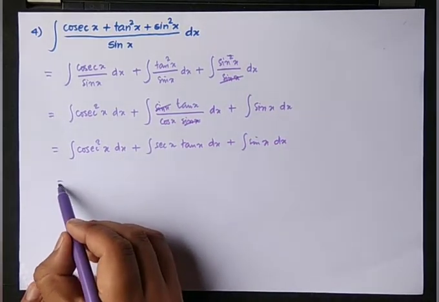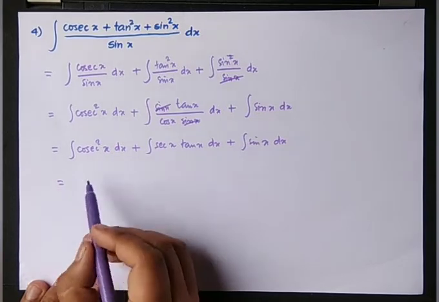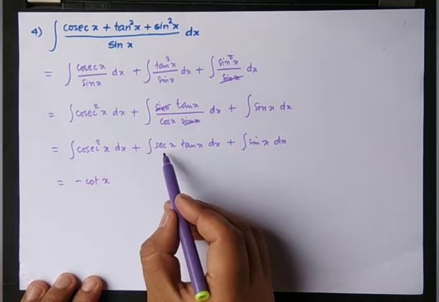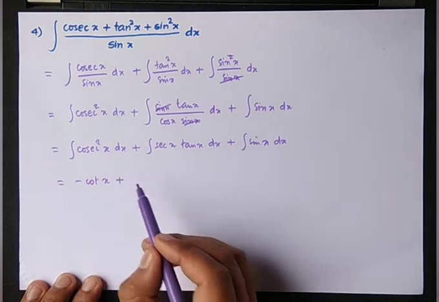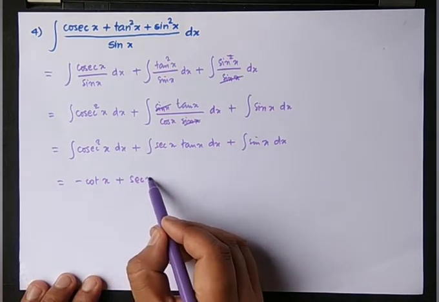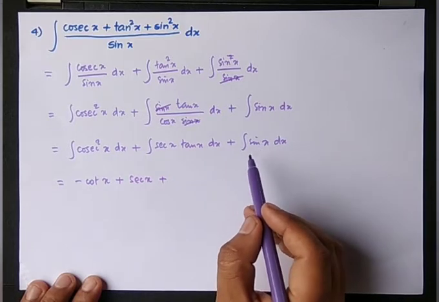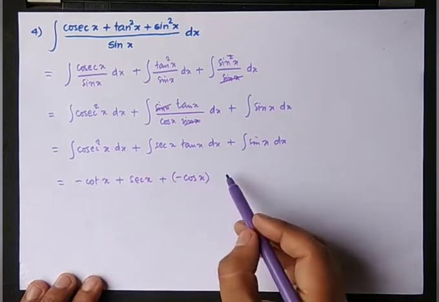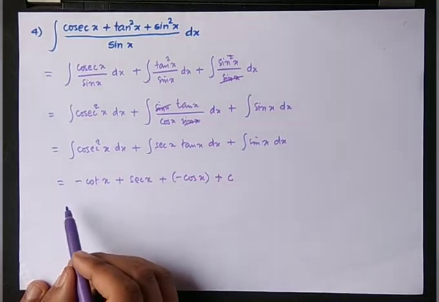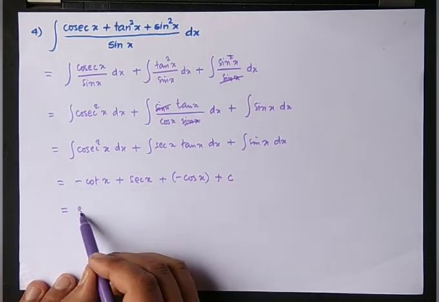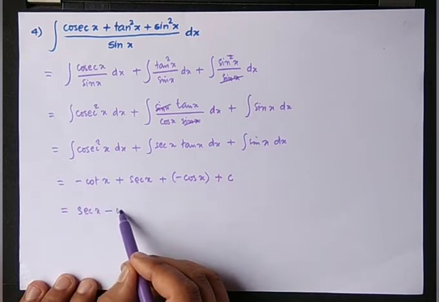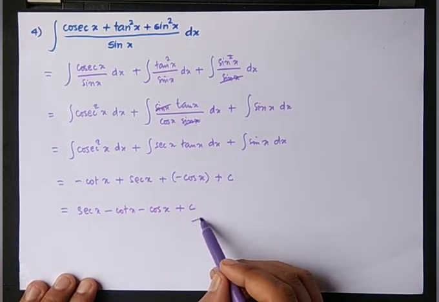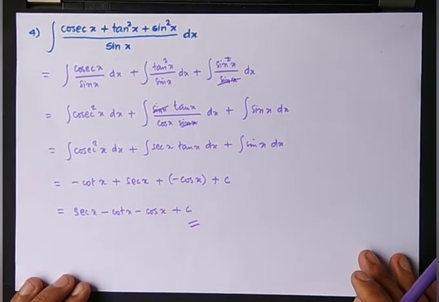Now, what is the integral of cosec square x? It is minus cot x. Yes, and the integral of sec x tan x is sec x, plus the integral of sin x, which is minus cos x. Since we have finished our integral part, we'll put a constant of integration. So our answer will be sec x minus cot x minus cos x plus c. So pause the video to note down.